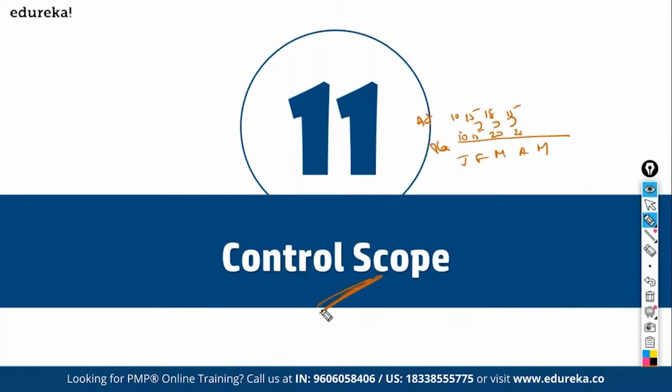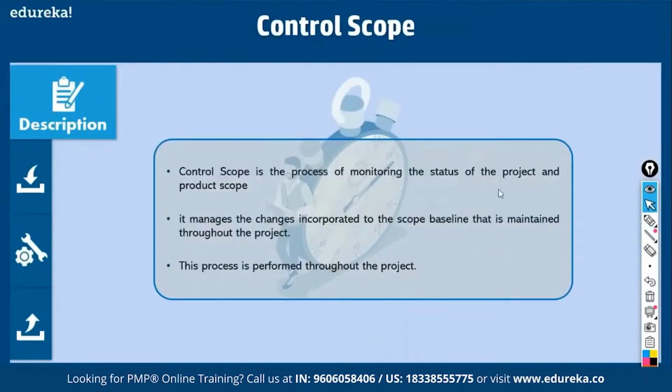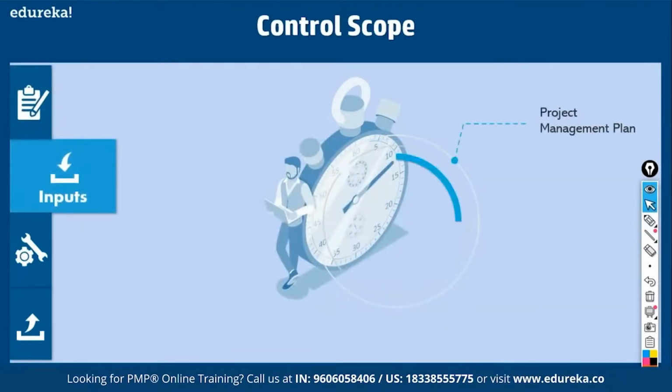So you control scope, you compare what happened. Did I deliver? Did I over deliver? Did I under deliver? Why did it happen? You analyze it. That is called control scope. Let's analyze this process. This is a process of monitoring the status of the project and product scope. In other words, how much have we delivered? That's all. What are the inputs? Project management plan, within that the scope management plan. Project documents. What are project documents? Requirement documentation. For example, in the month of March, we are doing variance analysis. We should deliver work packages. How much have we delivered?